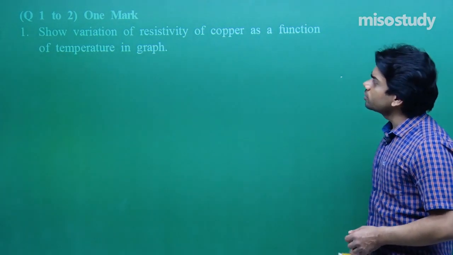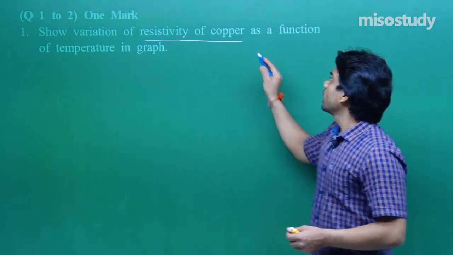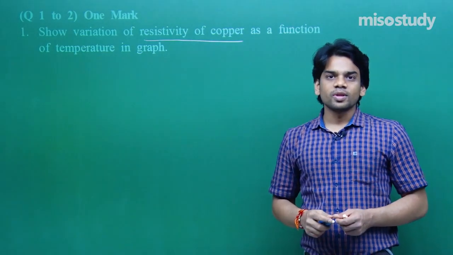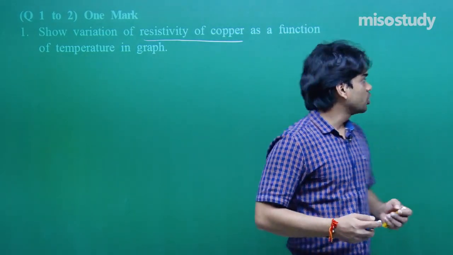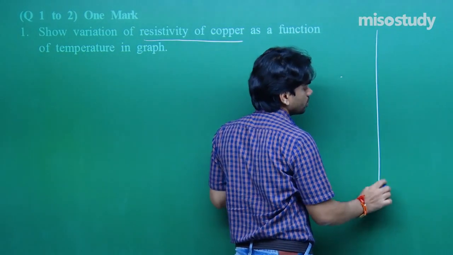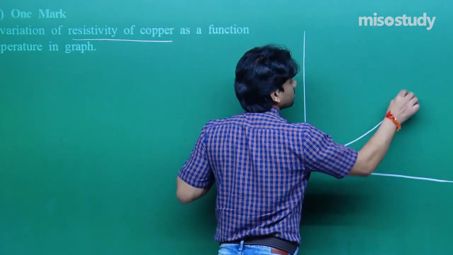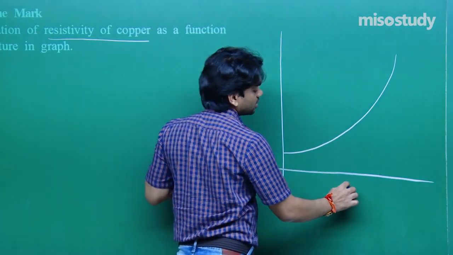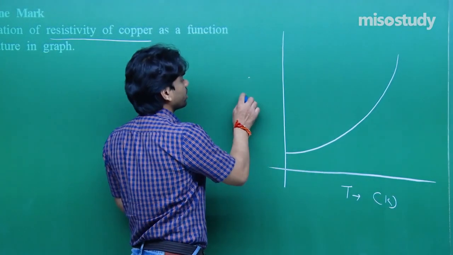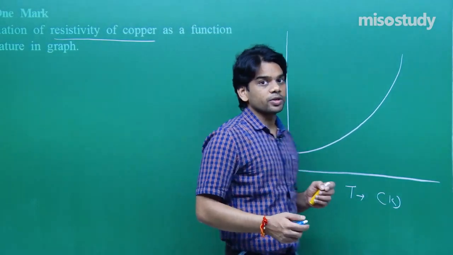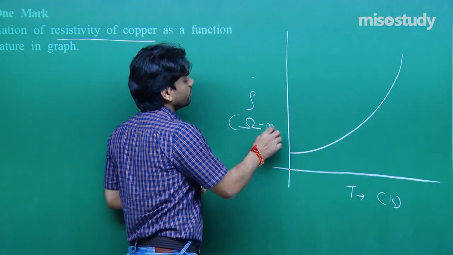So we have the first question: show the variation of resistivity of copper as a function of temperature in a graph. We all know that the resistivity increases with temperature. So if I show you, this will be somewhat like this, and this is how the resistivity will vary as temperature rises. In terms of Kelvin it's mentioned, and here we have resistivity mentioned with proper units, that is ohm meter. This is the unit, I am mentioning it here. So it will rise in this way.